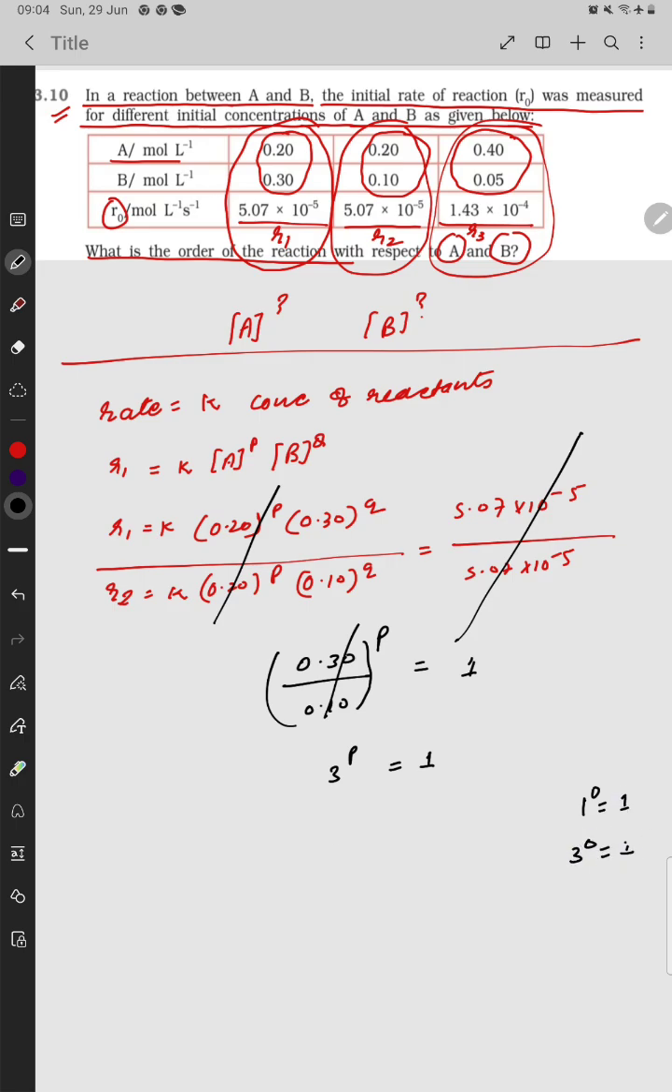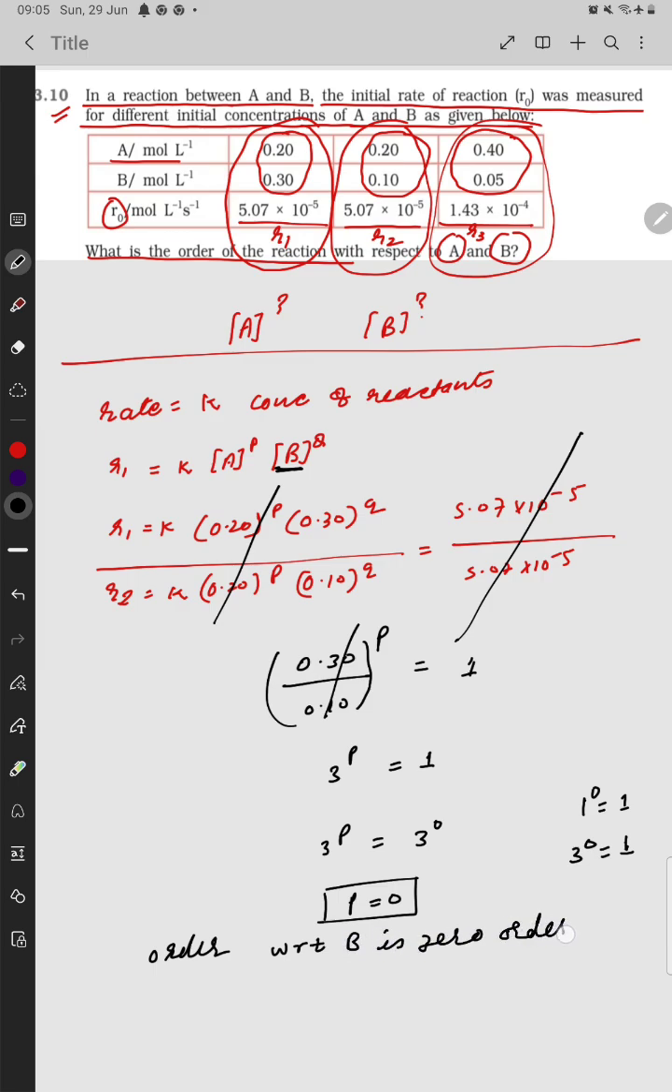So now we have to equate the bases. 3 power Q is equal to 3 power 0, and 3 power 0 means 1. So Q is equal to 0. Q equal to 0. This is the value we are getting with respect to B. So the order with respect to B is 0, dear students, a zero order reaction.